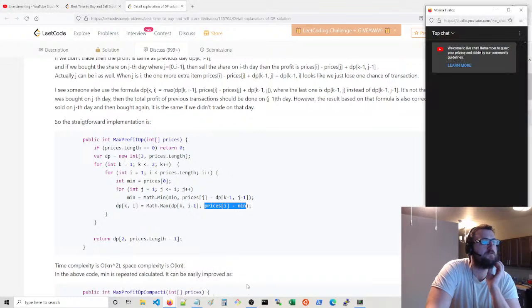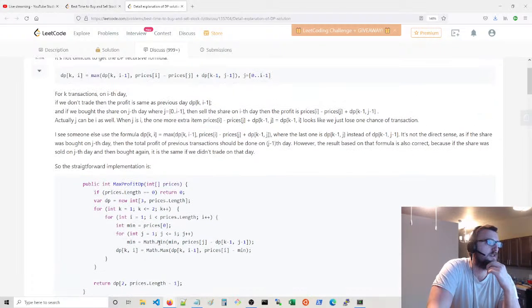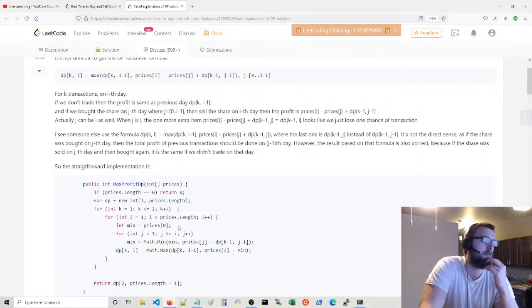What am I missing here? I'm missing something. So he's saying we can easily be improved. Min is repeatedly calculated. Is it though? Also, yeah, I guess dp of j minus, yeah, if you take the first price, that means there were no transactions before, so that's why he starts off here at the minimum.